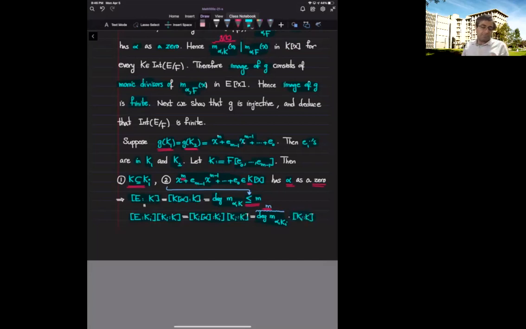At the same time, this number is at most m. So this means that all these quantities are equal. In particular, I deduce that the degree, this factor over here, should be 1. It cannot be more than 1. If this guy is more than 1, then the bottom side is going to be at least 2m, but it's supposed to be at most m, and that gives us a contradiction.